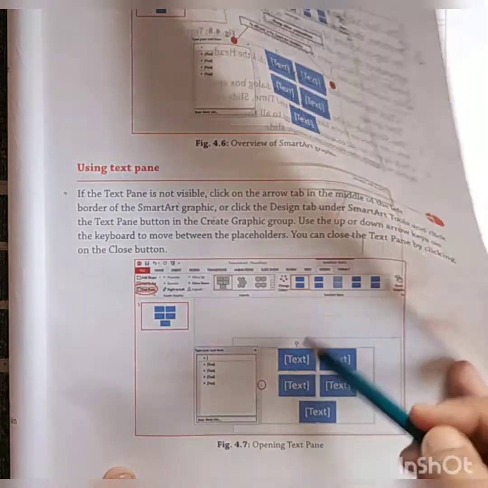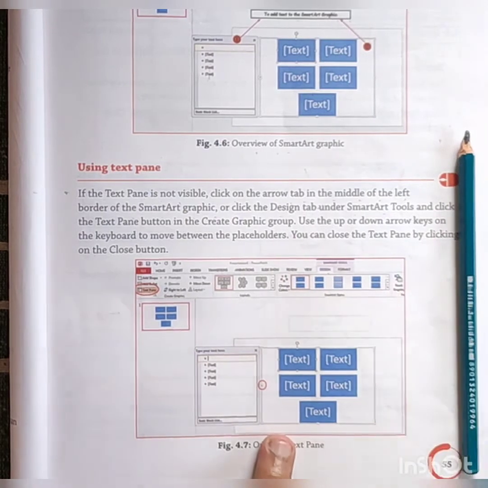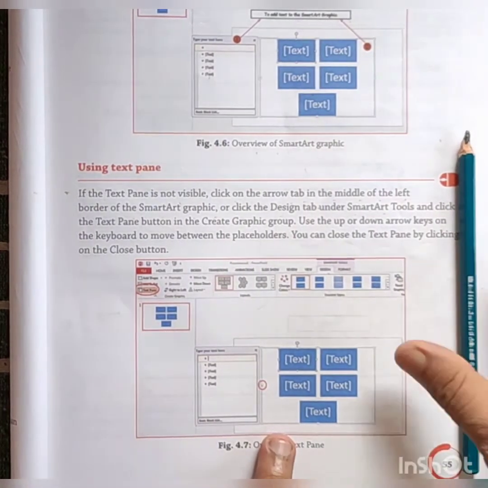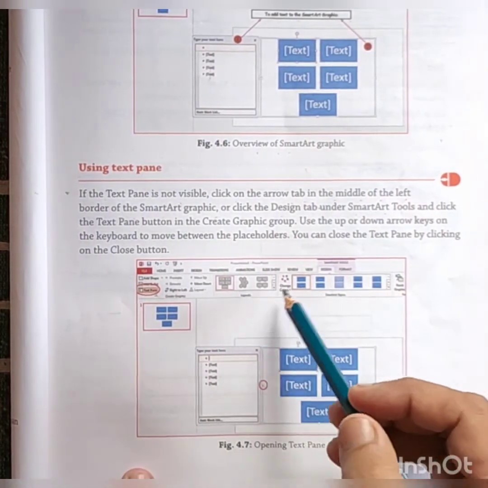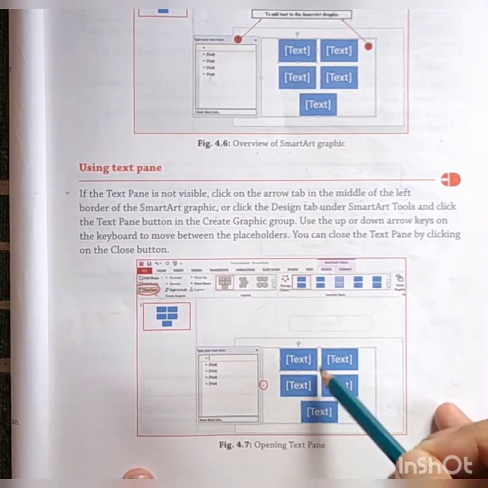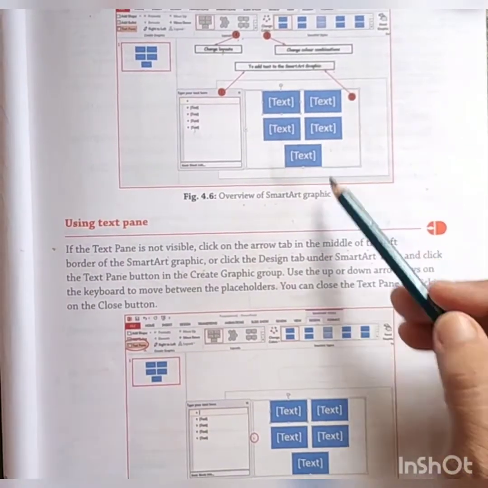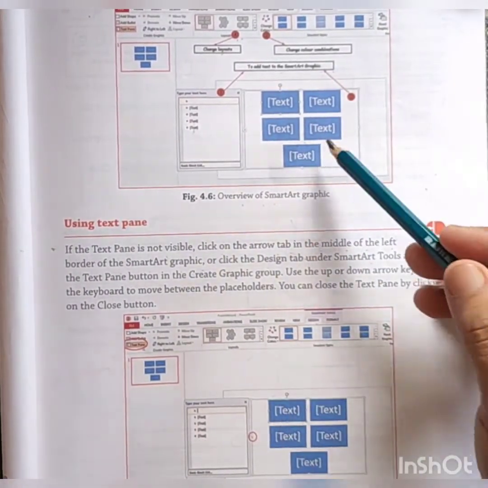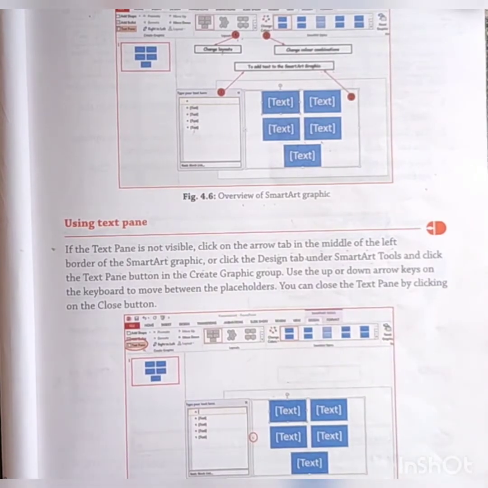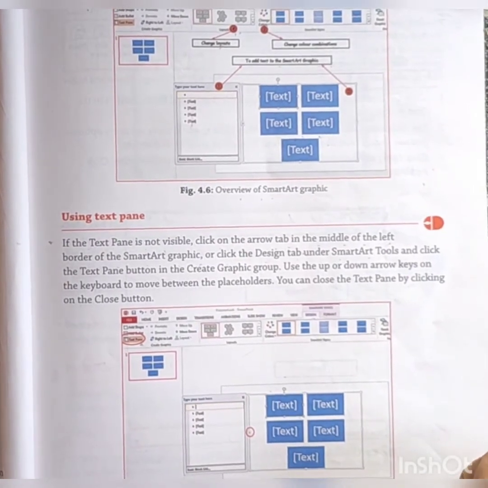Okay, then this particular thing will come. This particular thing will come. See, design text pane. So this one same thing will come what you have seen before. So these two ways we can create the SmartArt graphics. It's a very interesting thing, but it will be very much beneficial when you are getting practicals.